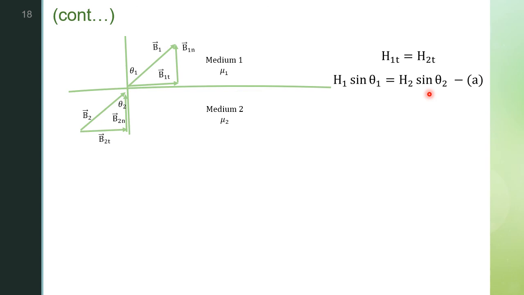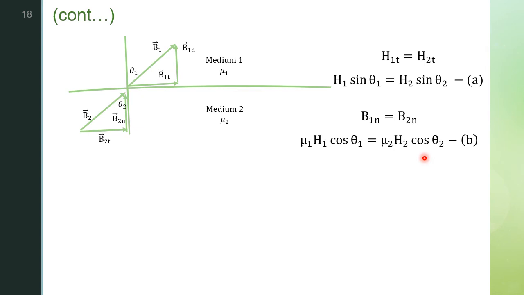Now, the second boundary condition relating the normal component is given by B1n equal to B2n. As you all know, B in terms of H is given by mu into H, so it is mu1 into H1. Now, the normal component is the side adjacent to theta, so it is represented by cos. So it is mu1 H1 cos theta 1. It will be equal to mu2 H2 cos theta 2.